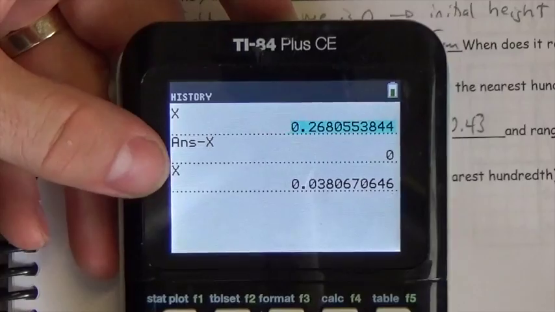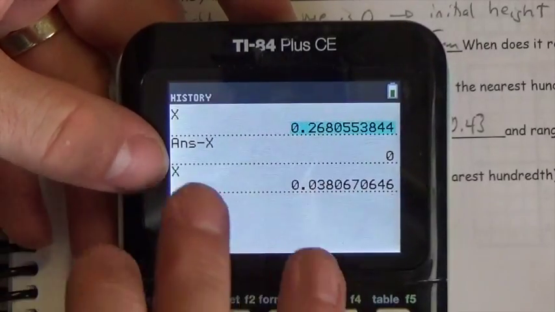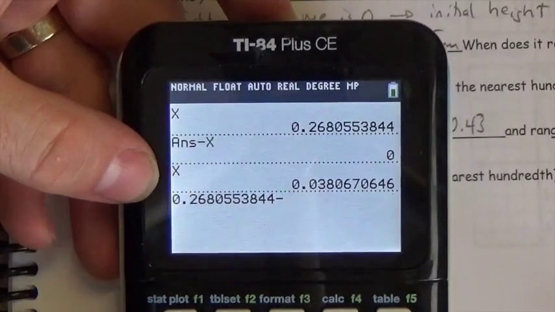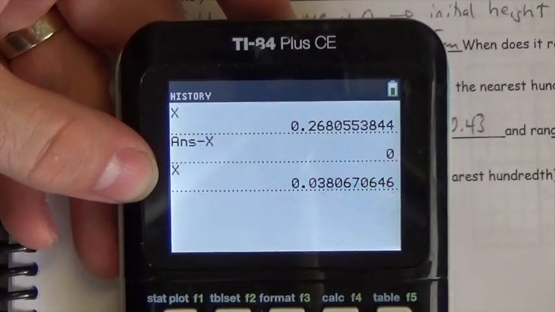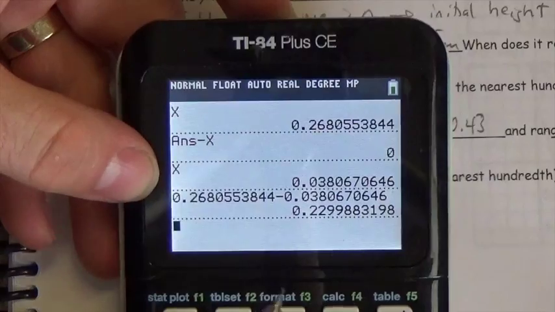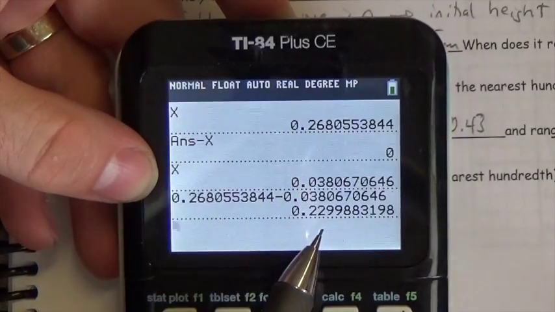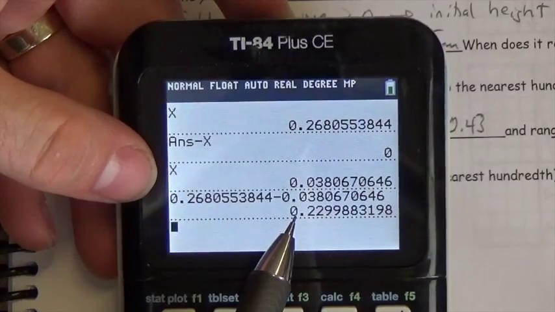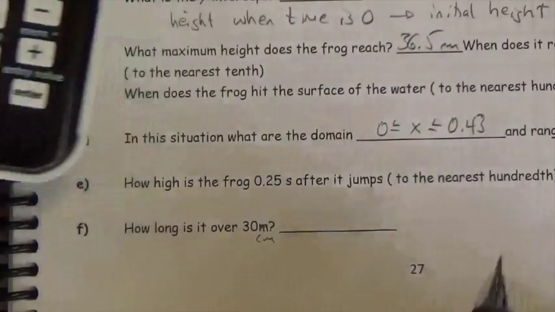So I'm just going to grab this. You can go up with your calculator, as long as you've got a newer version, grab that number, subtract, and then go up and grab that number that we just found. And when I press enter again, that gives me the difference between them. So to the nearest hundredth, the frog has been above 30 centimeters for 0.23 seconds.